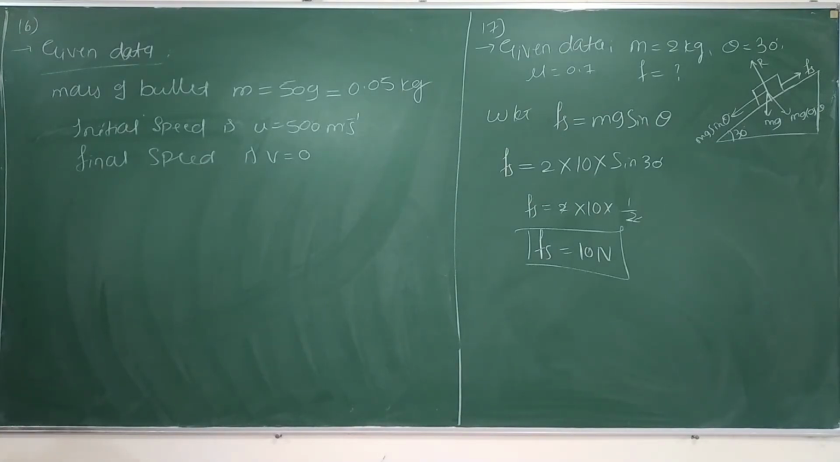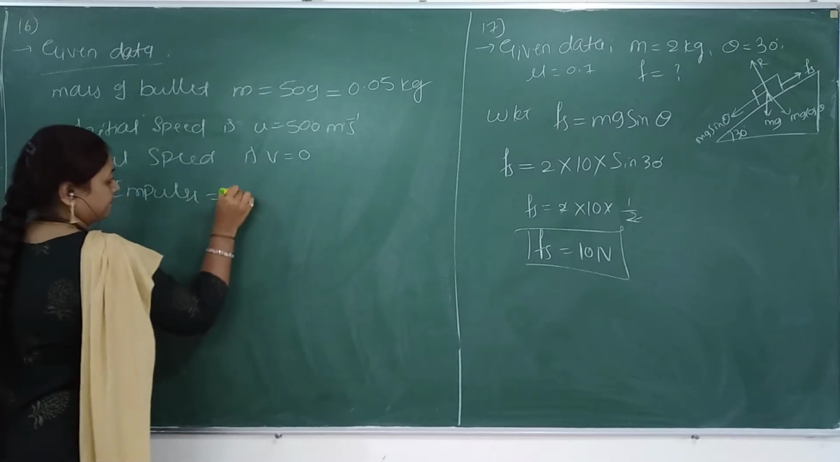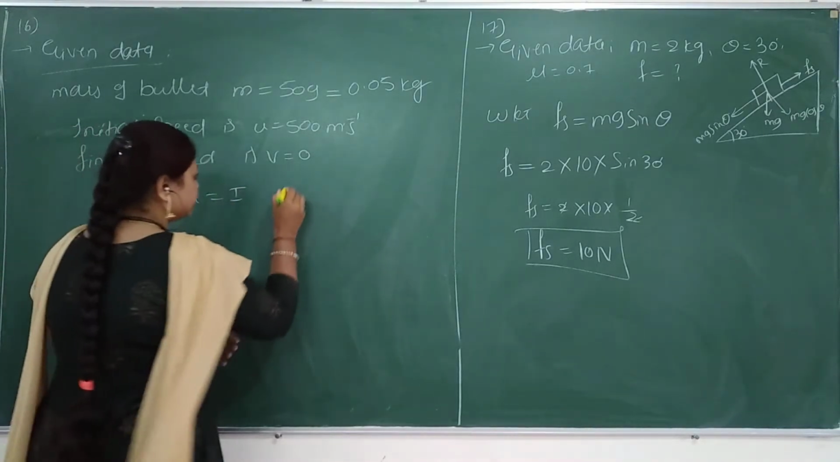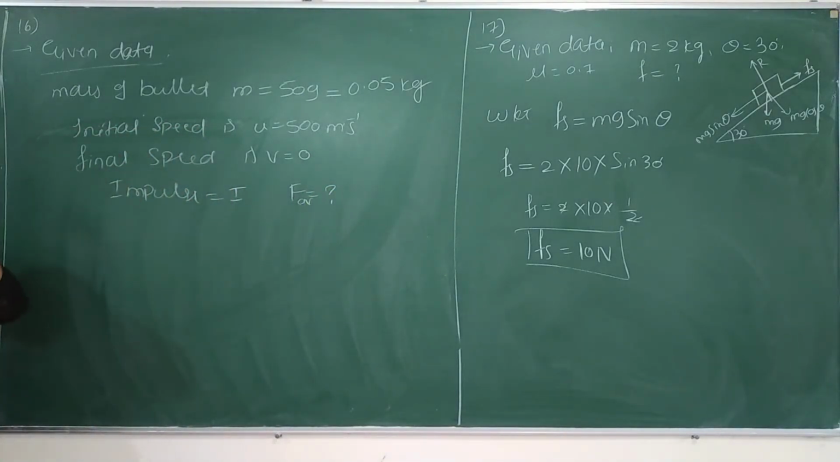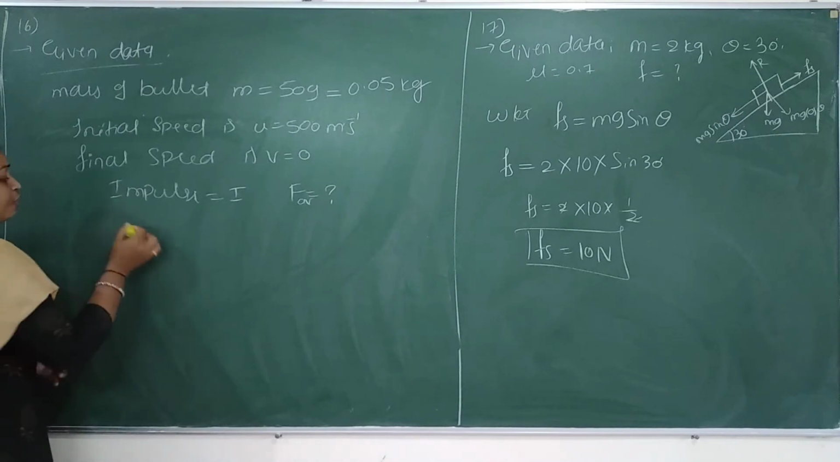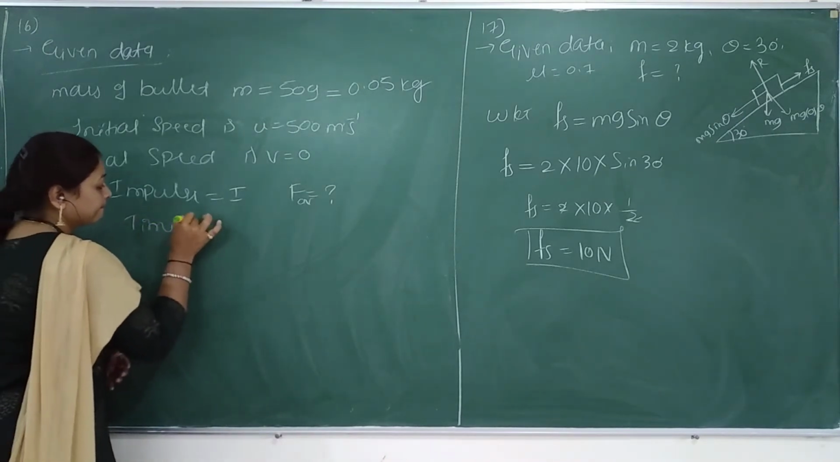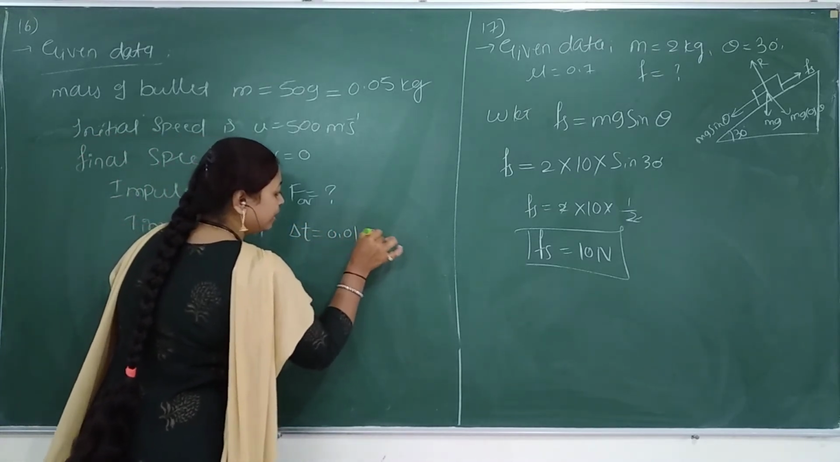Find the impulse and average force. We have to calculate impulse, symbol I, and average force F. Once again, what are the given data? Mass of bullet is 50 gram, converted into kg, that is 0.05 kg, and that bullet is moving with an initial speed of 500 meter per second to rest in 0.01 second, so the final velocity will be 0. From initial to final velocity, the time interval delta t is equal to 0.01 second.